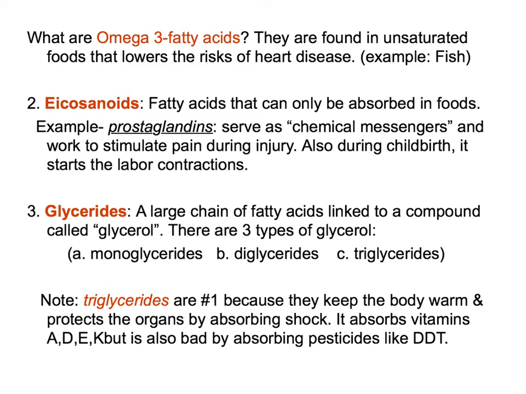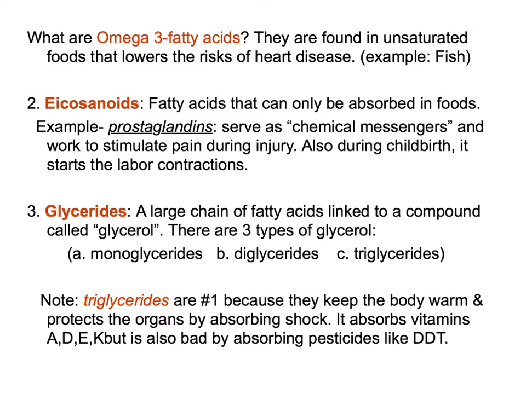Secondly, there's the eicosanoids. They're fatty acids that can only be absorbed in foods. For example, prostaglandins serve as chemical messengers and work to stimulate pain during injury. Also, during childbirth, they help to start labor contractions.